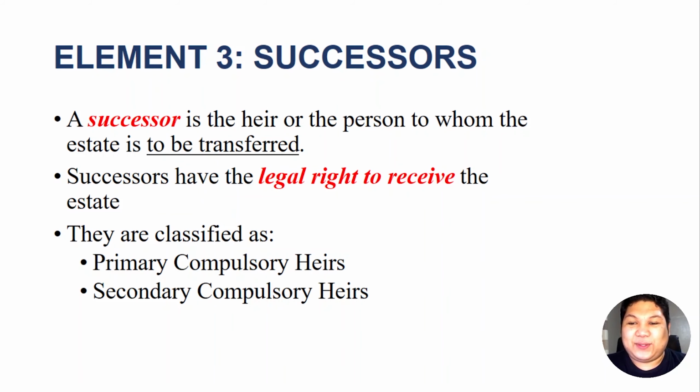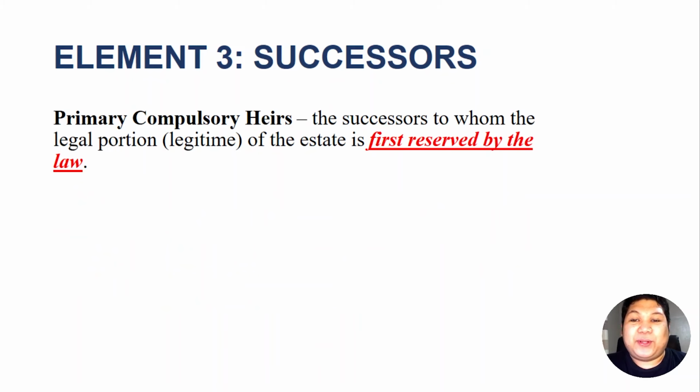So let's discuss this classification of successors. Primary compulsory heirs, these are the successors to whom the legal portion, that's called legitim, of the estate is first received by the law. So the primary compulsory heirs are the very first persons who will be called upon to receive the estate. And then if there is a will, there is this portion of the estate called the legitim, which is reserved for them. This legitim or portion, which is restricted for them, could not be disposed by the decedent to anyone other than the primary compulsory heirs.